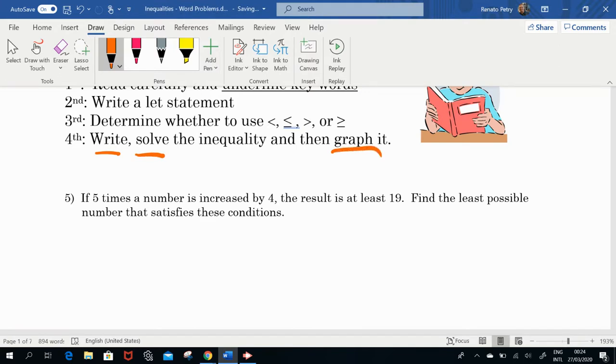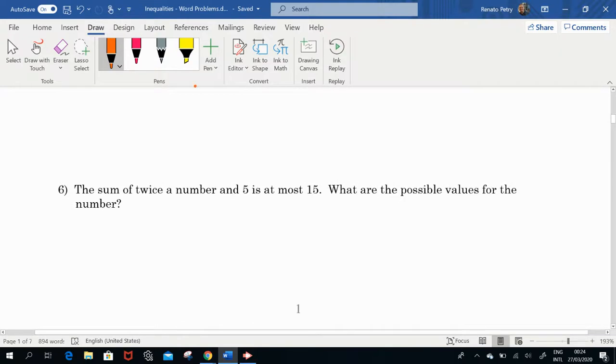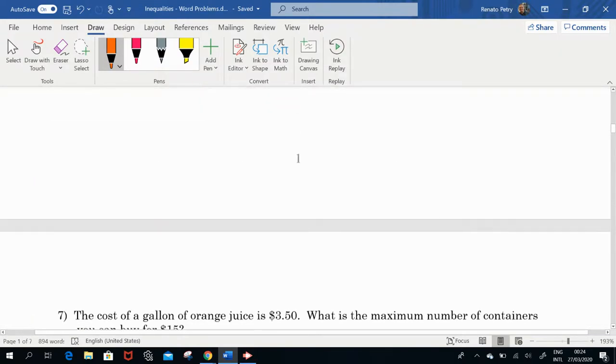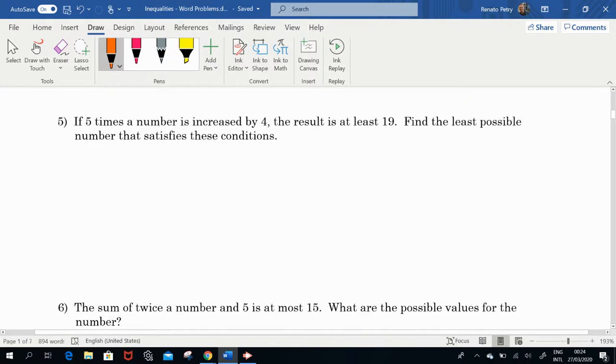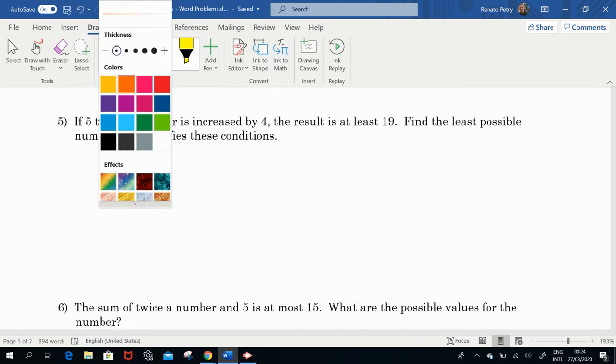So 3 actions. So let's see number 5. We're going to do number 5 together and the number 6. Then after that, it's you and you, okay? So if 5 times a number is increased by 4, so I have 5 times a number.